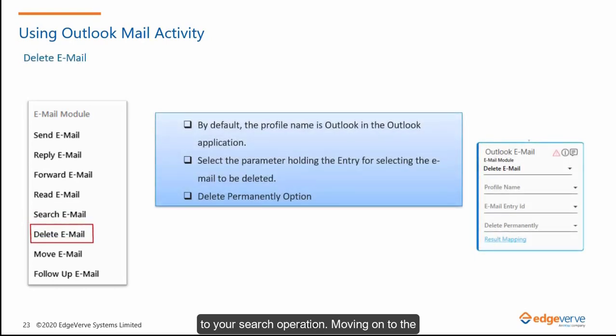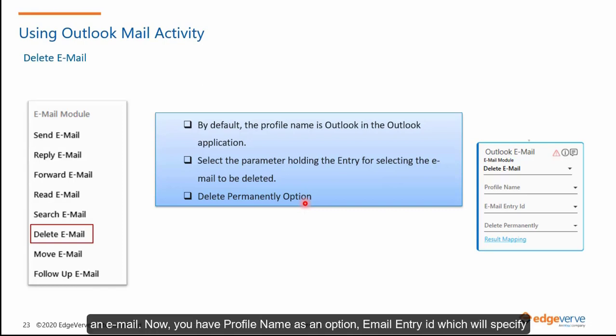Moving on to the delete email operation, it helps you delete an email selected as per the entry ID field present in the Outlook for the given profile. You can soft delete, that is, move the specified email to the deleted items folder, or hard delete, that is, permanently delete an email.